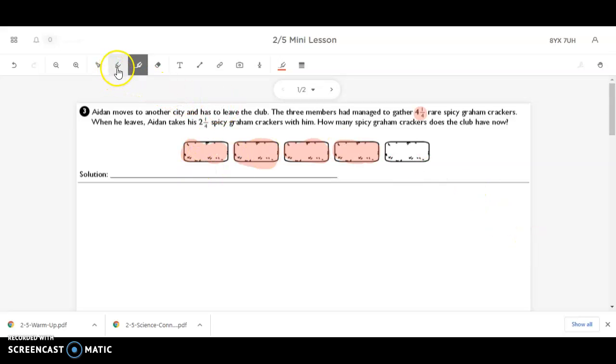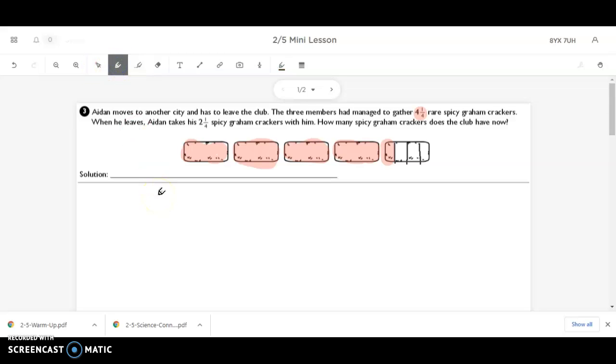How much is our fraction? So we have 1/4, meaning how many pieces should I break this last graham cracker into? 4. With fourths, 4 pieces make a whole. Excellent. And how many pieces do I have? 1. I have 1/4.